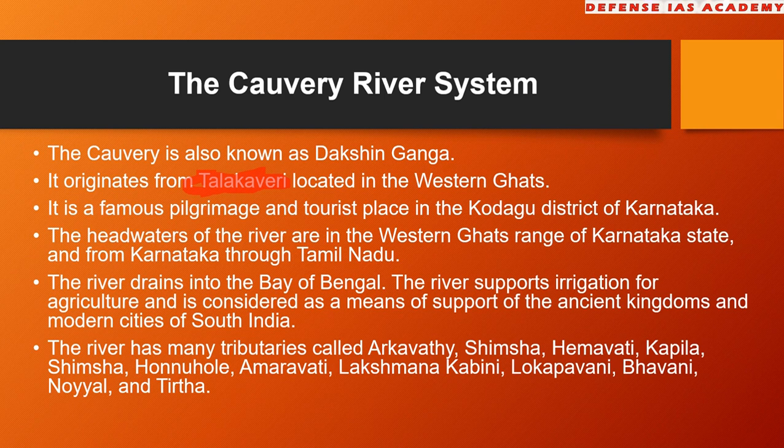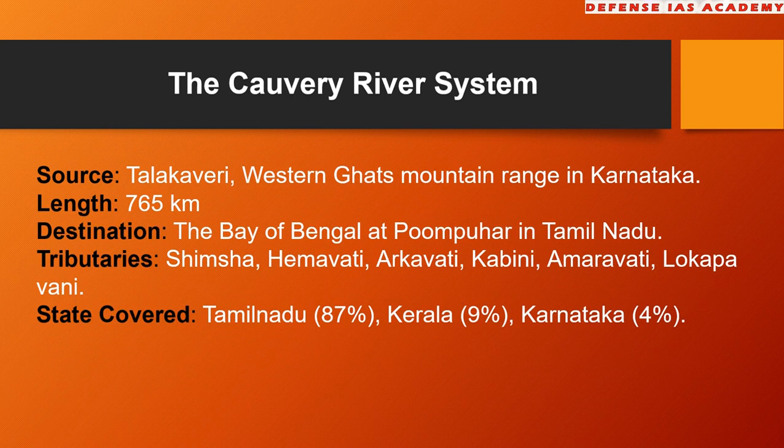Kapila, Hunuhol, Amravati, Lakshmana, Kabini, Lokapavani, Bhavani, Noyal, and Tirtha. To brief up, you can say that the source is Tala Kaveri, in the Western Ghats mountain range of Karnataka. The total length is 765 kilometers. It's entirely in India. The destination is the Bay of Bengal through the Tamil Nadu region, exactly at Pumpuhar in Tamil Nadu.